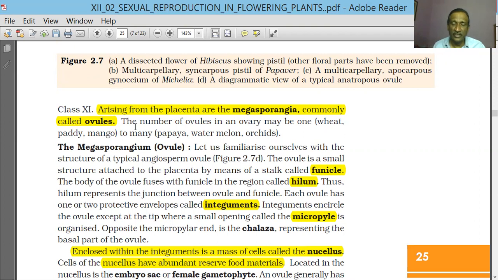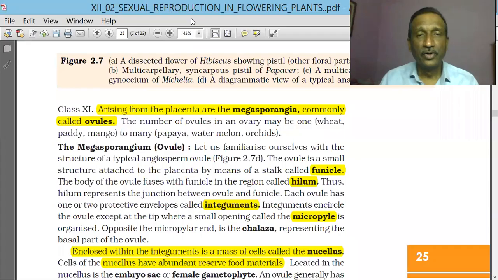as in the case of wheat, and some other monocot plants. Then two ovules are there, like in chiku or sometimes in grapes. Sometimes we find a number of ovules, because in papaya, watermelon, marshmallow, and poppy, there are an infinite number of ovules. Okay, so that is the direct link between them.